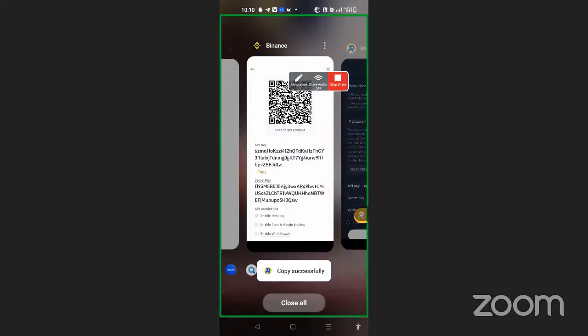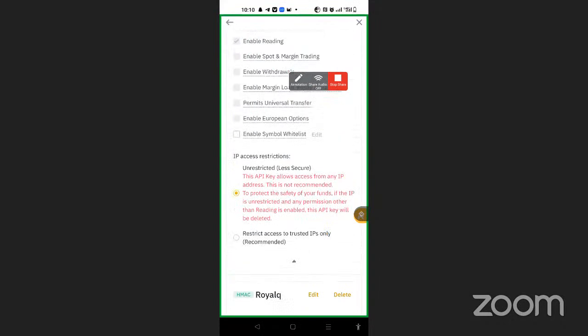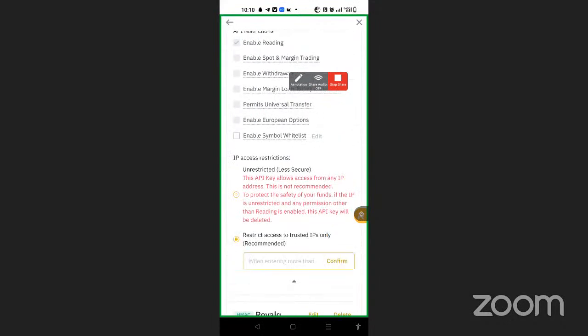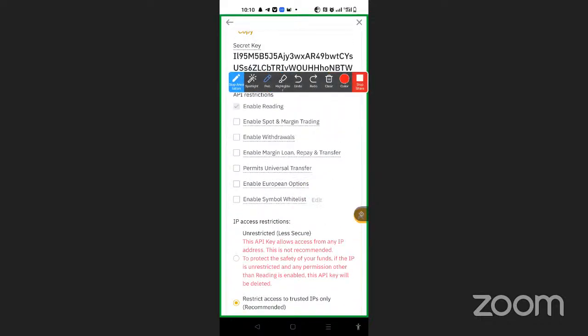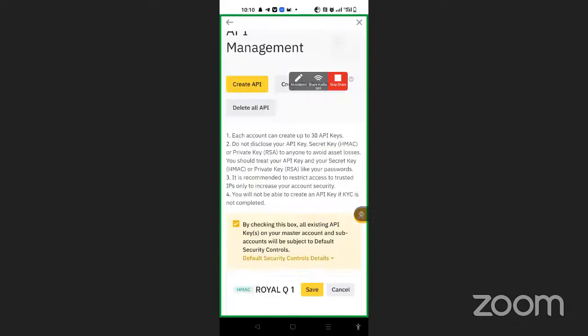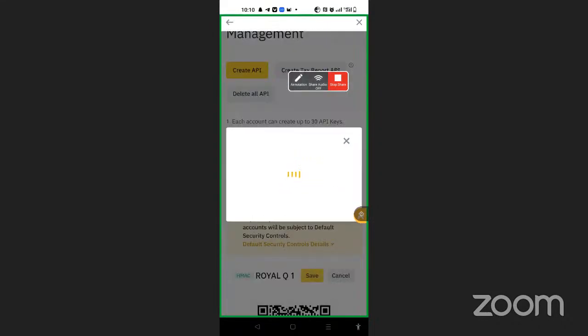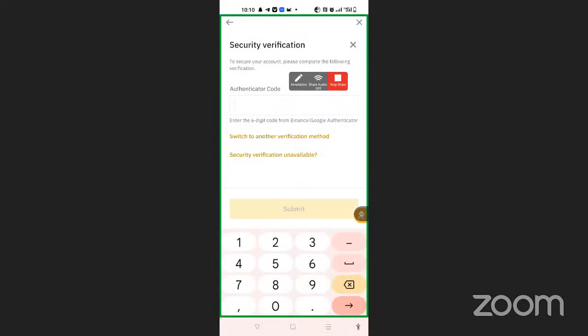Copy the IP group binding, scroll down here at the end, tap on restricted access to trusted APIs, paste, confirm, then it is going to open this area here of enabling spot and margin trading. From the start, this is not open. Then you tick enable spot and margin trading only. Don't go into this that people talk about, whitelist symbol stuff. Don't go in for that. After that, you save your work.